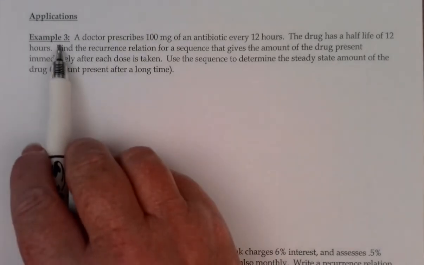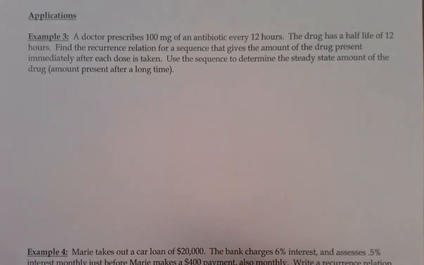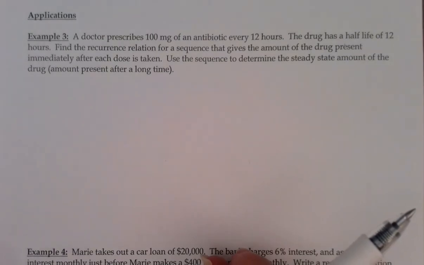In example 3, we're told a doctor prescribes 100 milligrams of an antibiotic every 12 hours. Now this drug has a half-life of 12 hours. We'd like to first of all find the recurrence relation for a sequence that gives the amount of the drug present immediately after each dose is taken. And then we'll use our sequence to determine the steady state amount of the drug, that is, how much is going to be present after a long, long time.